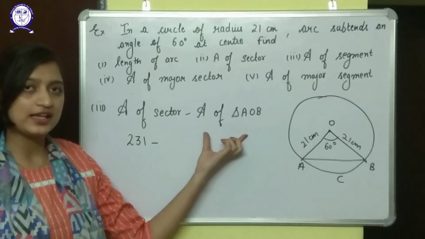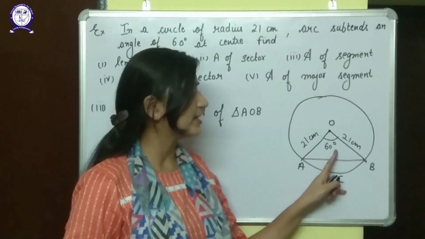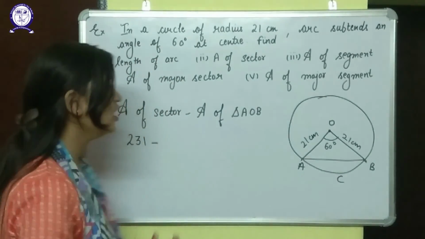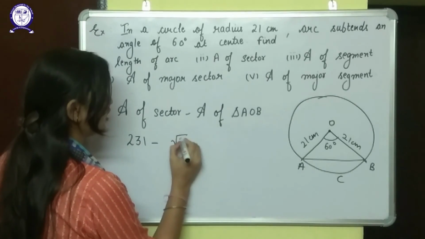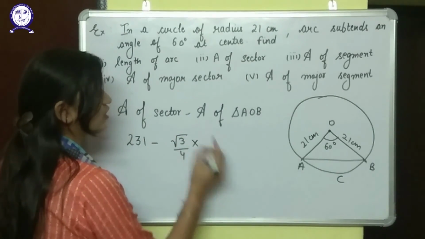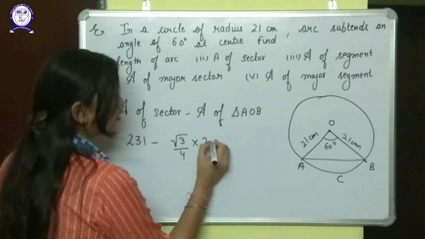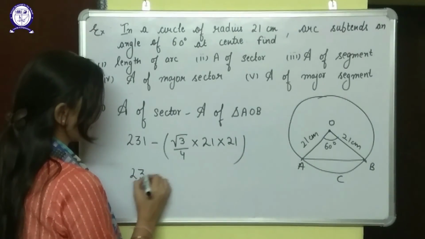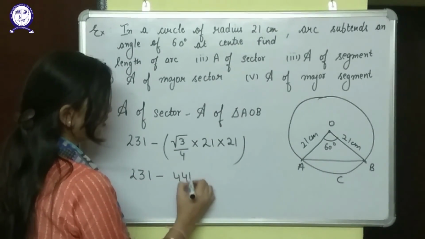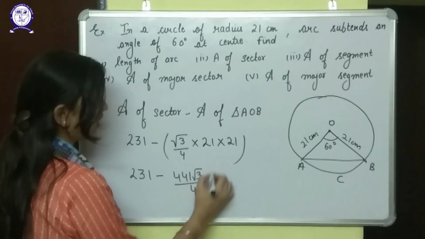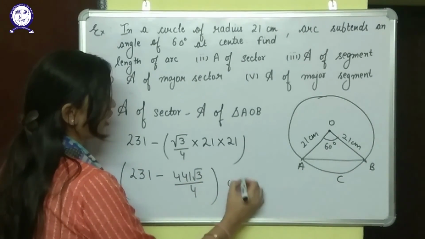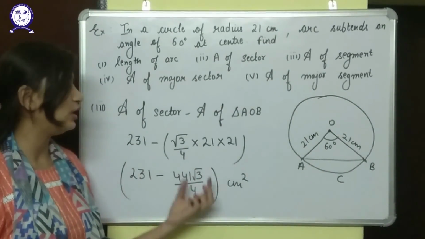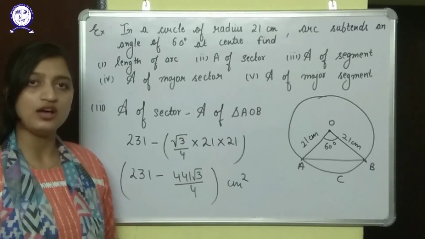Now which type of triangle is this? Since this is a 60-degree angle, and I have told you for 60 degrees the triangle is an equilateral triangle. So the formula will be root 3 upon 4 into side square. And what is the side? 21 into 21. Okay. By solving we will get 441 root 3 upon 4, and this will be my answer. We don't need to put the value of root 3. If the question says to put the value of root 3, only then we will put the value.